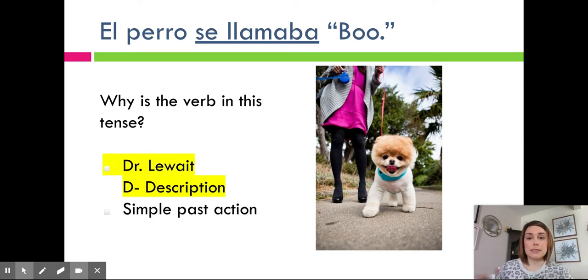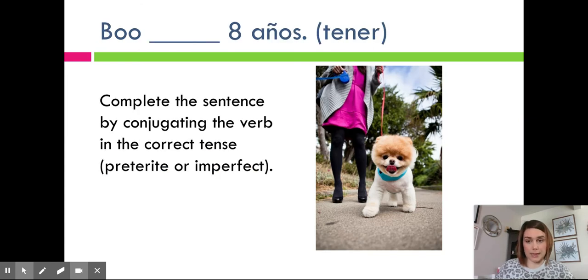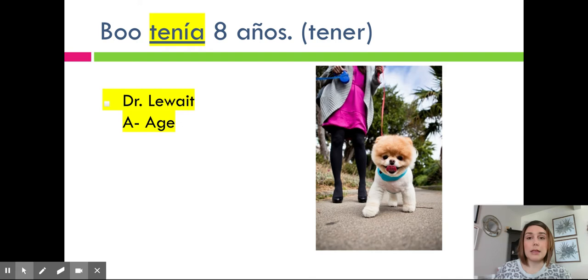Good. If you chose Dr. LeWaitt, it's because of D, description. So this verb is in the imperfect, and it is in the imperfect because it is describing Boo. We're telling his name. His name was Boo. So now I'd like you to try a sentence similar to this. Boo blank ocho años. Complete the sentence by conjugating the verb in the correct tense, the preterite or the imperfect. Good. You should have written tenía in the imperfect because we're describing Boo's age. When we describe age in the past, the A of Dr. LeWaitt, then we use the imperfect.